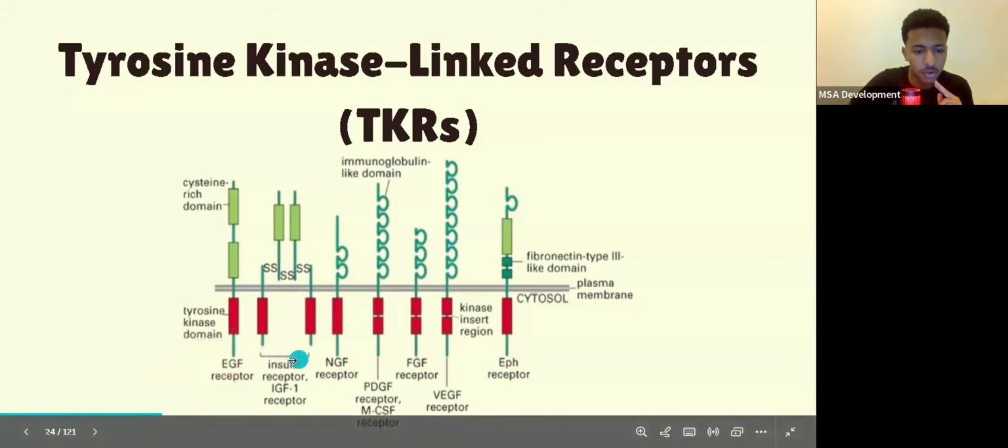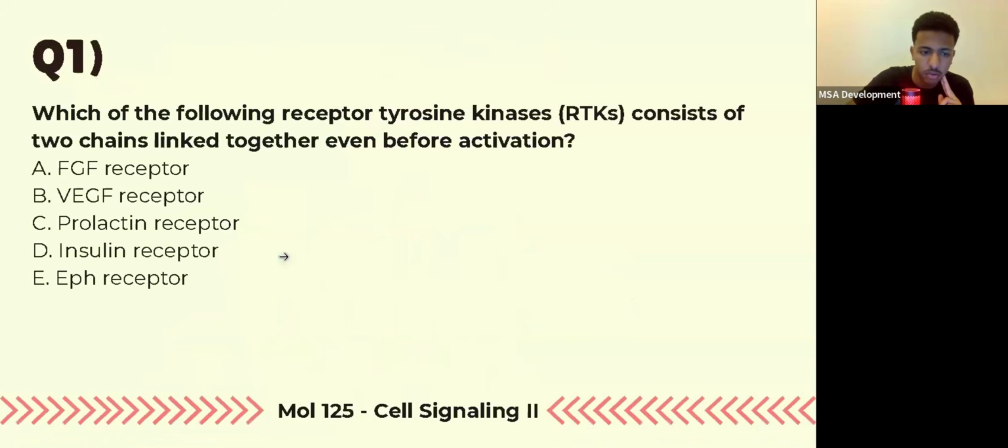The first one is insulin receptor. It's always in this dimerized form. And the second one is IGF-1 receptor. Okay? With that knowledge, let's go and solve the question. Which 2 chains are linked together? It's insulin. If insulin was not here, it would be IGF-1, if IGF was present here, okay?